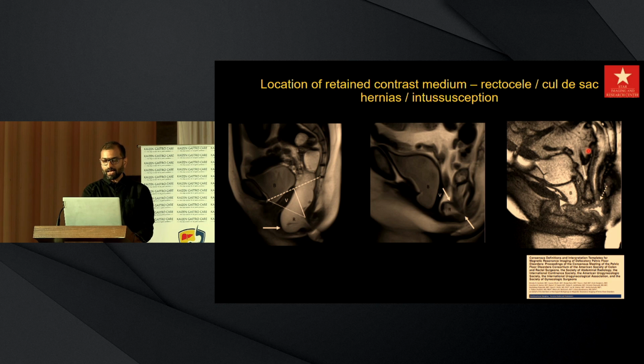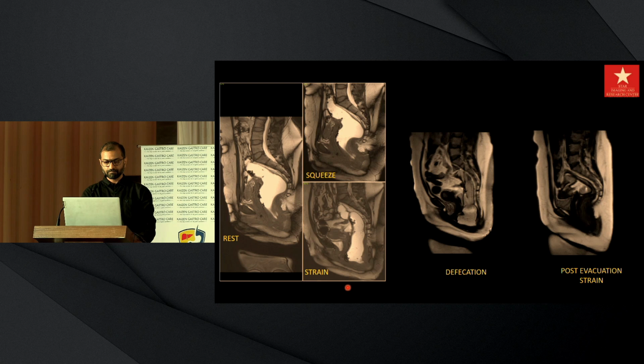While if I have a pelvic cul-de-sac hernia, what this cul-de-sac hernia does is it comes down and indents the anterior wall of the distal rectum, and all the jelly gets retained more proximally. While in a rectocele, at the end of evacuation, the jelly would be retained in the distal rectum, and we will also be able to see the presence of a rectocele during the dynamic defecation phase. Okay.